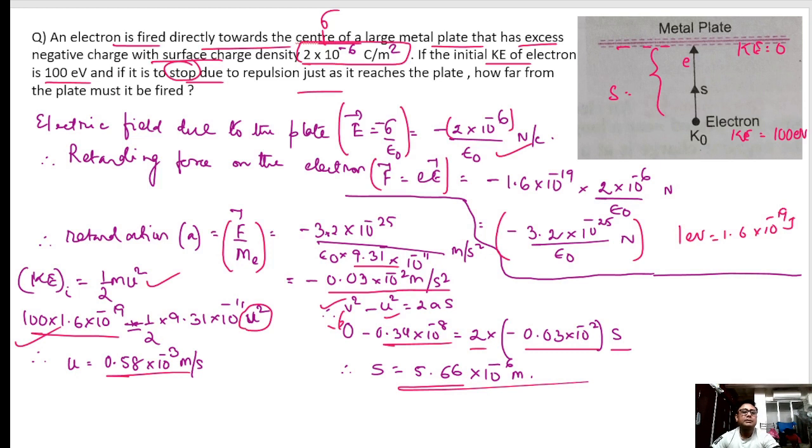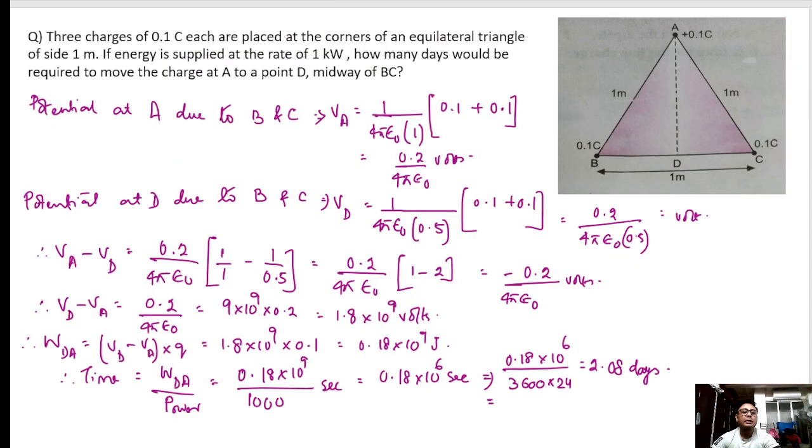Next sum, friends, let's see the next sum. The next sum says that there are 3 charges of 0.1 coulomb placed at an equilateral triangle, sides given 1 meter, 1 meter and 1 meter.